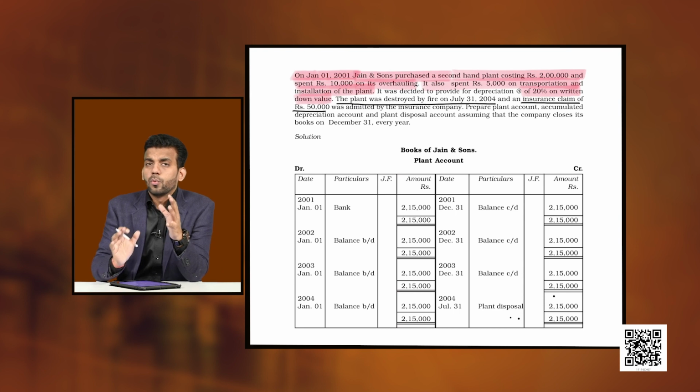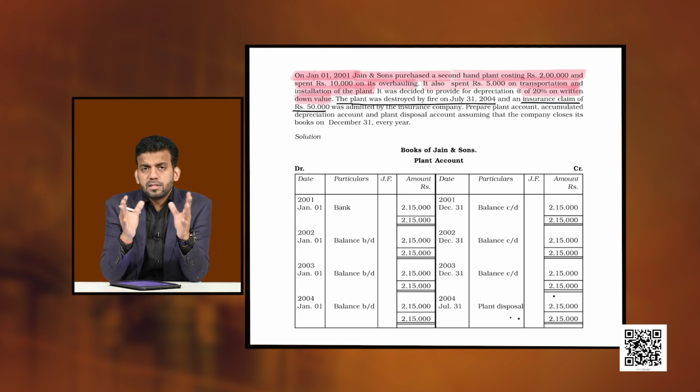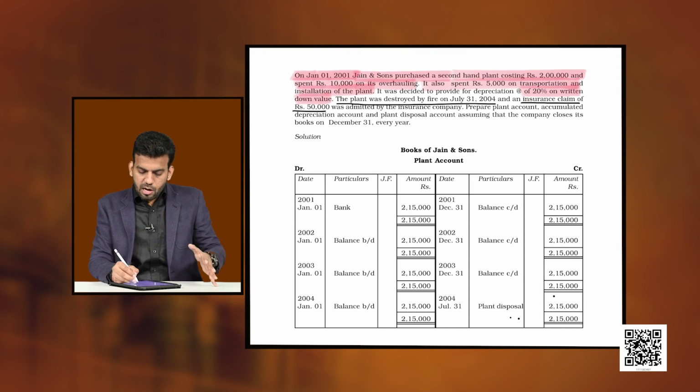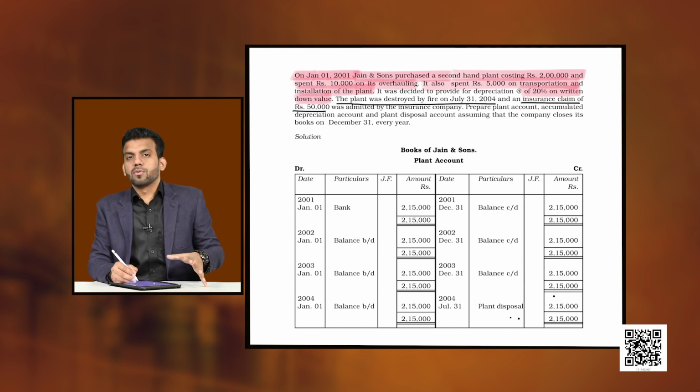See, students, when an insurance company pays you some claim or you sell the machine, it means the same. You just sold it, that is it, and it was admitted by the insurance company. Prepare plant account, accumulated depreciation account and plant disposal account. As I discussed in the starting of the lecture, we are going to learn what is accumulated depreciation and asset disposal account. We are going to treat this thing today in this question.